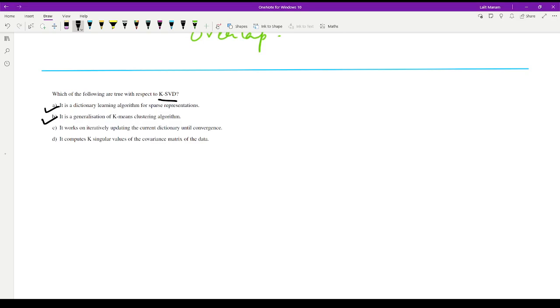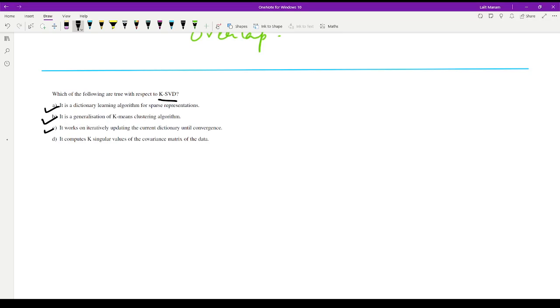Okay. The next part is: it works on iteratively updating the current dictionary until convergence. Yes, no. Yes, it's an iterative procedure, and it updates the dictionary, that means the columns of the matrix, until convergence. Convergence here means that you are not getting any further sparse vectors out there. So that's how convergence is defined.